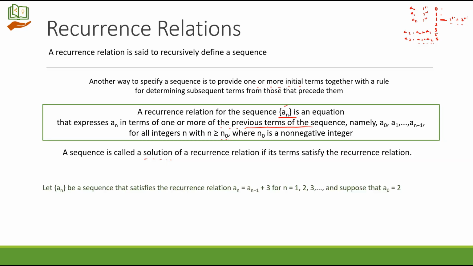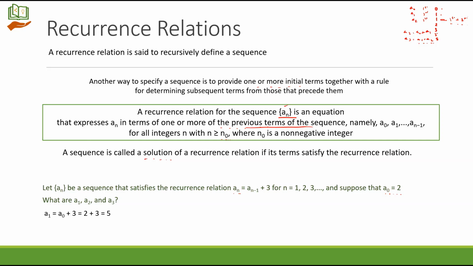Let an be a sequence that satisfies the recurrence relation an is equal to an minus 1 plus 3. a0 is given as 2. What are the values of a1, a2 and a3? So they are asking for 3 values.